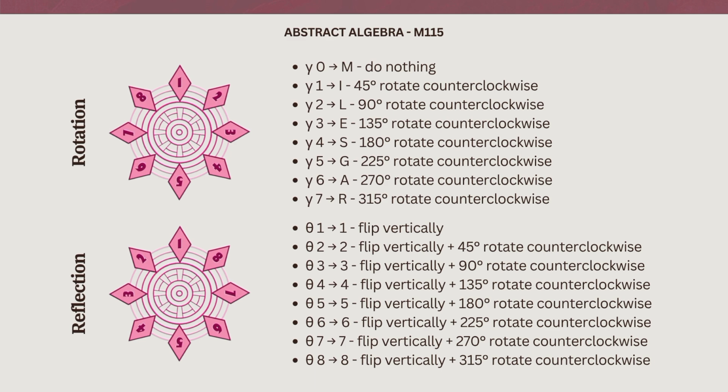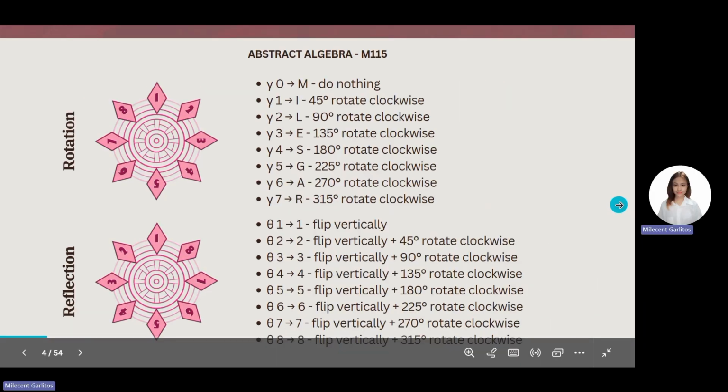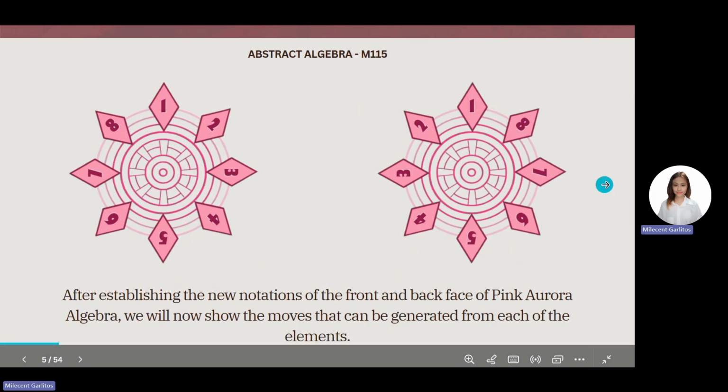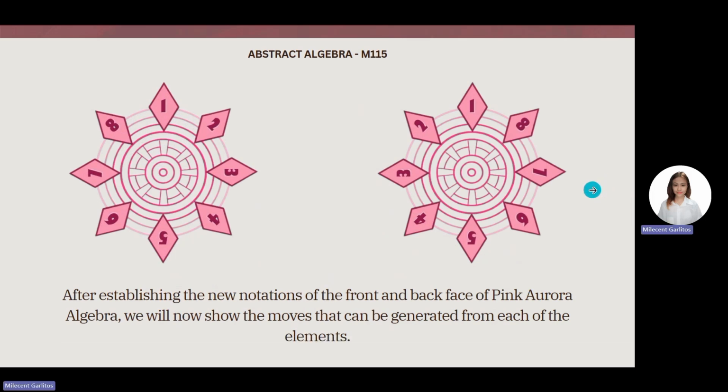Now, the back face move, in which the elements are from numbers 1 to 8, we let theta be the notation for the back face moves, in which theta sub 1 is for the 1, theta sub 2 for the 2, theta sub 3 for the 3, theta sub 4 for the 4, theta sub 5 for the 5, theta sub 6 for the 6, theta sub 7 for 7, and lastly, theta sub 8 for the 8. Now, after establishing the new notations of the back face of the Pink Aurora algebra, we will now show the moves that can be generated from each of the elements.